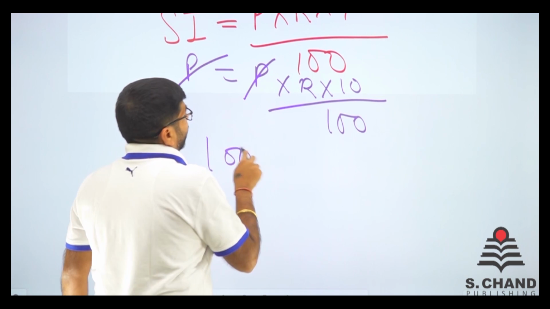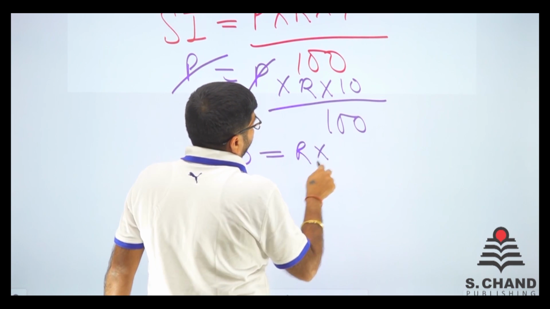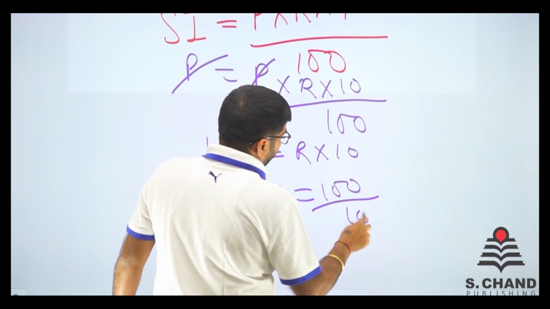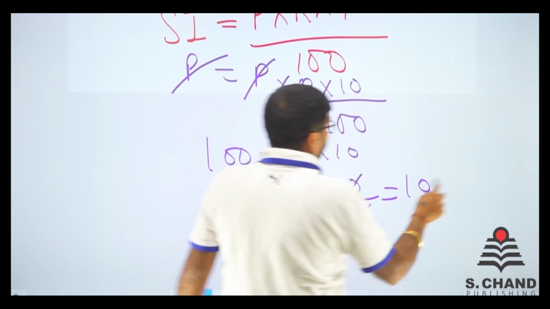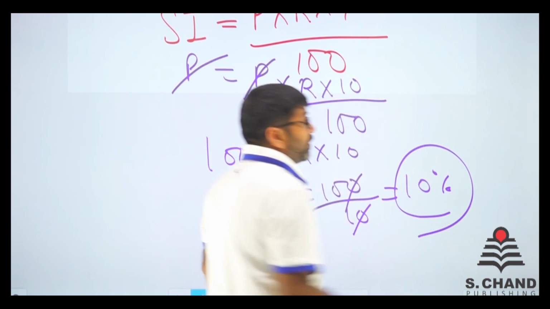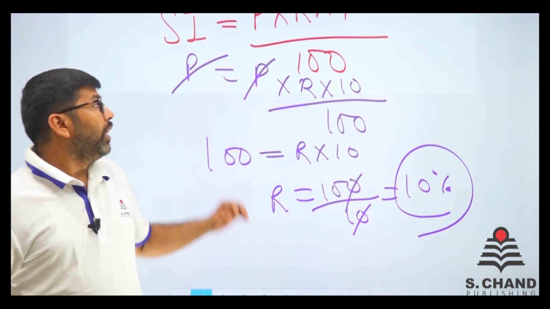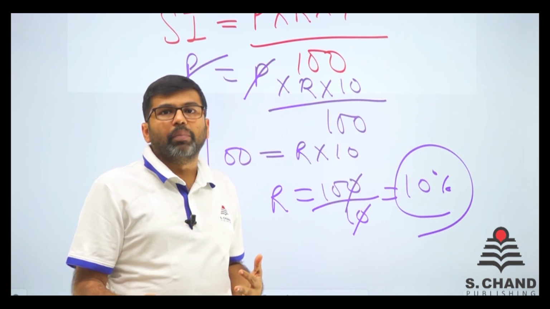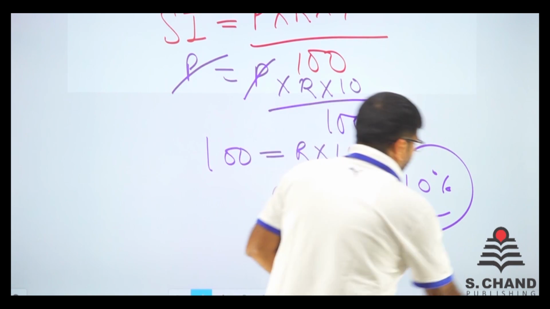So if 100 goes there, it is equal to R into 10. So R is equal to 100 by 10, that is 10% rate of interest. If the rate of interest is 10% and it is for 10 years, the money gets doubled, right? Move on to the next question.